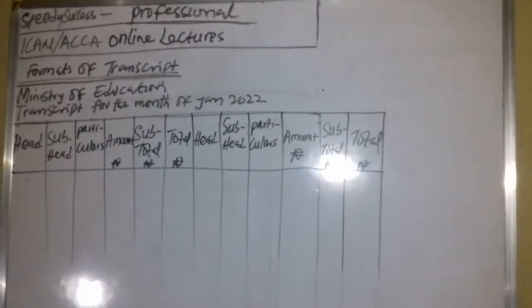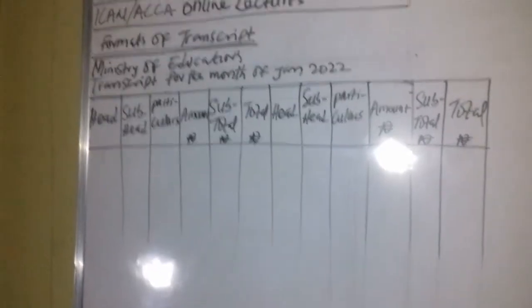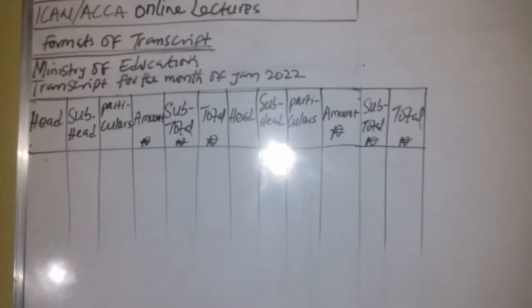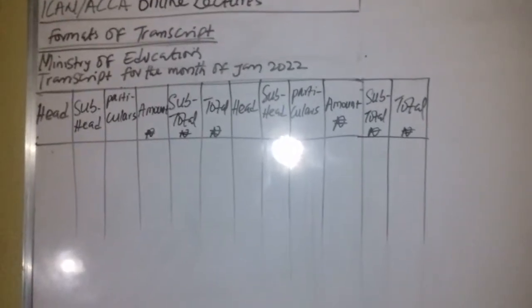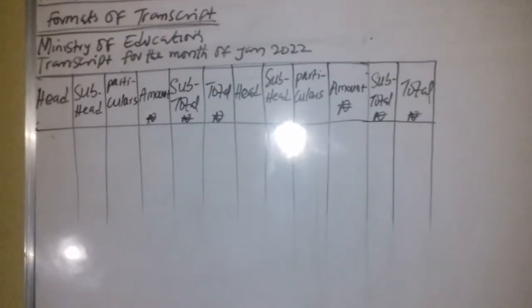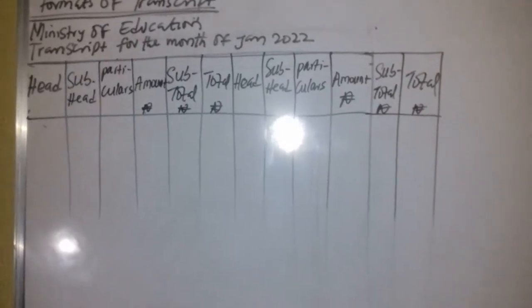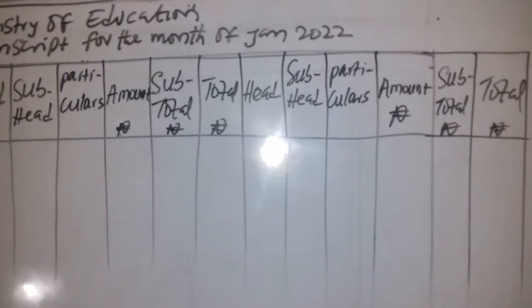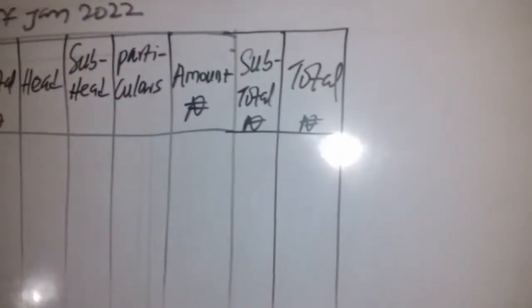Alright, this is a typical format of a transcript. Let's look at it carefully. The Ministry of Education, I'm not mentioning any country, but it may be a state, it could be a country, it could be a local government. Transcript for the month of January 2022. Let's assume we are using Nigeria. We have 12 columns: head, subhead, particulars, amount, and then subtotal and total. Move ahead, we look at head again, subhead, particulars, and total.